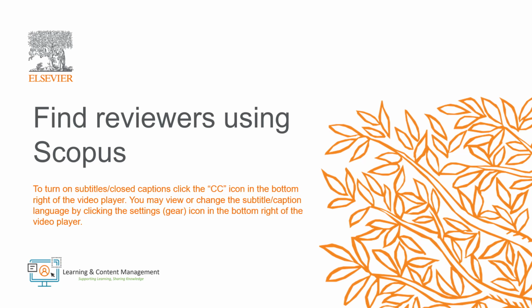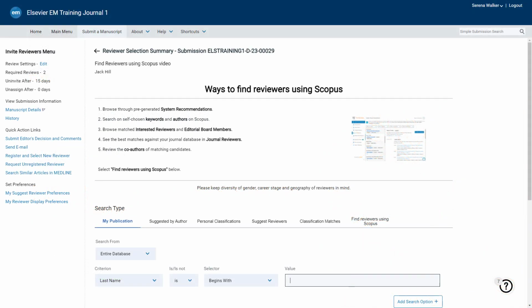In this video, I will discuss how to search for reviewers using the Find Reviewers tool available from Editorial Manager. Find Reviewers is a search tool that allows editors to search for potential reviewers outside the journal's existing reviewer database. The tool uses Scopus data to find and suggest potential reviewers and provides extensive information about each candidate, giving you the opportunity to evaluate them prior to inviting them to review.